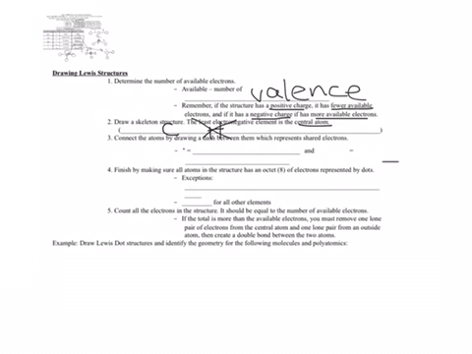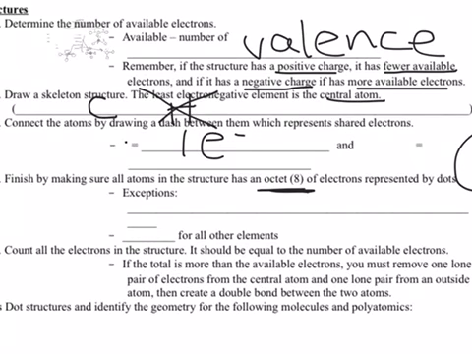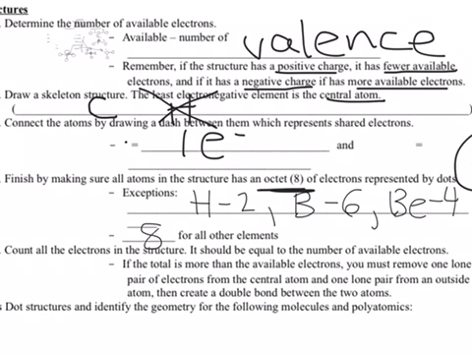Make sure that you connect your atoms by a line. One line signifies 2 electrons. 1 dot is only 1 electron. Finish by making sure that all of the atoms have their full octet. There are exceptions. Remember that hydrogen only takes 2, boron 6, beryllium 4. For all others, there should be 8.